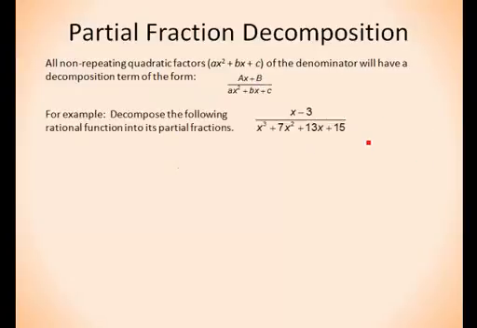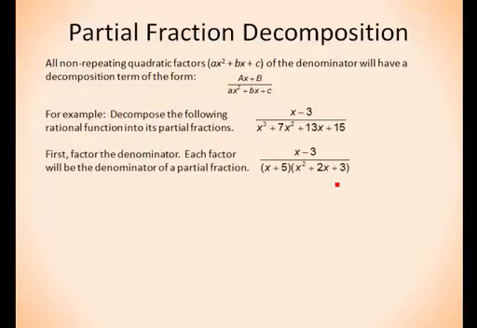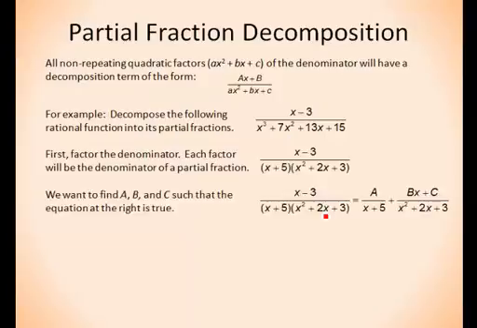Here I have a rational function. Just like before, I need to factor my denominator as far as I can, and this is completely factored over the real number system. I have a non-repeating linear factor and a non-repeating irreducible quadratic factor. This factor cannot be factored any further. Okay, so I'm going to take my rational function and I'm going to have my partial fraction decomposition term for a non-repeating linear factor and a partial fraction decomposition term for my non-repeating irreducible quadratic factor.